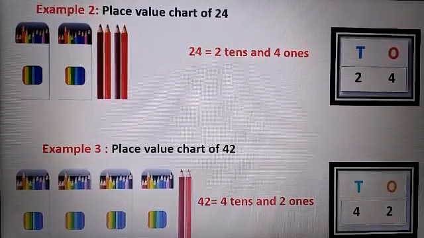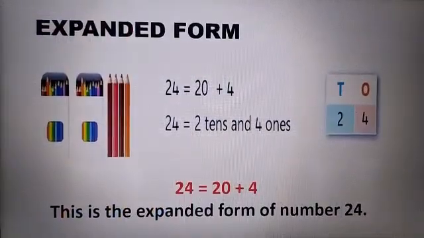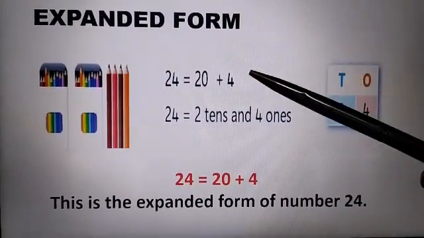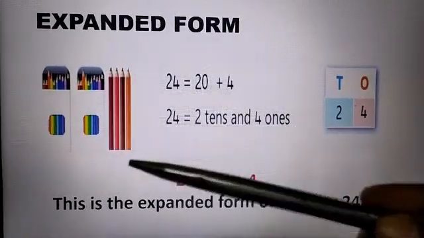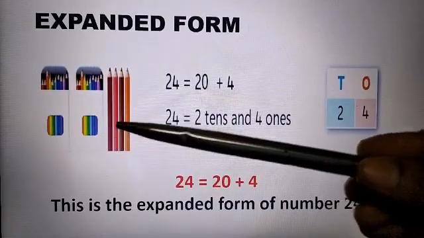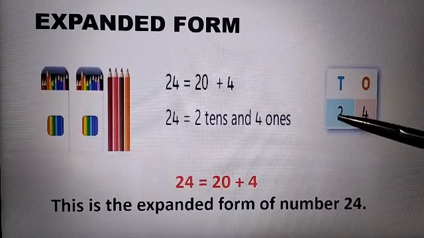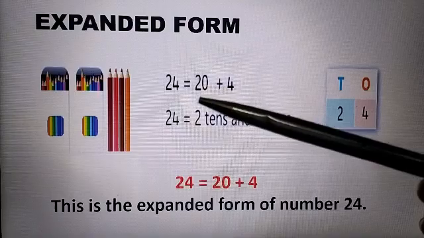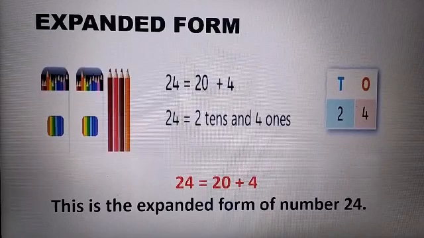Okay, kids? Yes. Now we will move to another topic, that is expanded form. Now what do you mean by expanded form? See, it's nothing but you have to write it the way it is. Okay. Now let us see. There are 2 bunches of sets. So 2 tens. Now this 2 tens means how many? 20. Yes. So how is it written here? See, 20. Expanded form means you have to write in the form of ones.